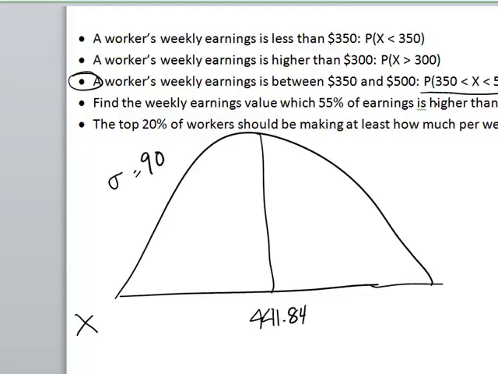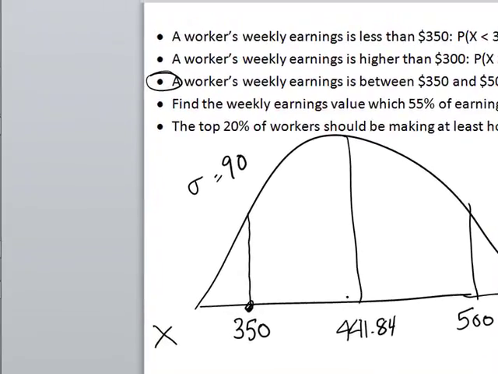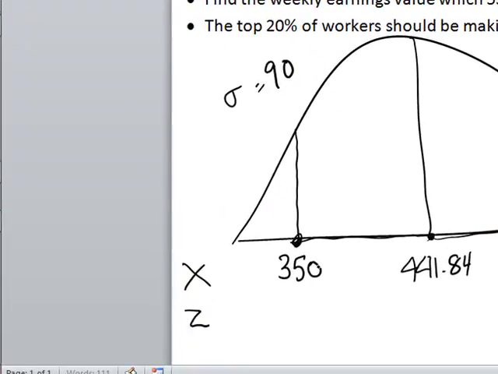We want the probability that x falls between $350 and $500. We mark those on the x-axis. Of course, we realize 350 is a number lower than the mean, so it must appear to the left of the mean, and 500 must appear to the right of the mean. To compute the z-values, we know the mean has a z-value equal to 0.